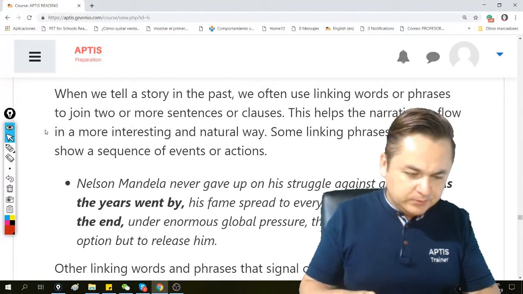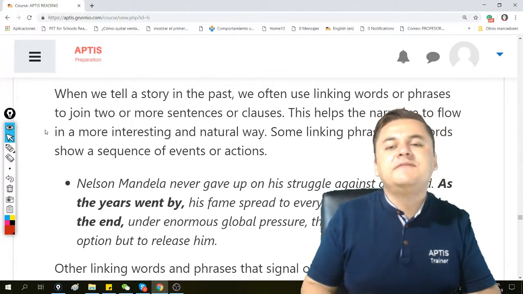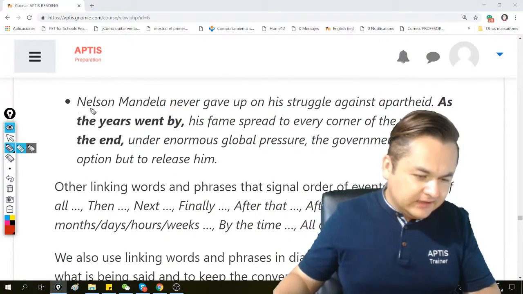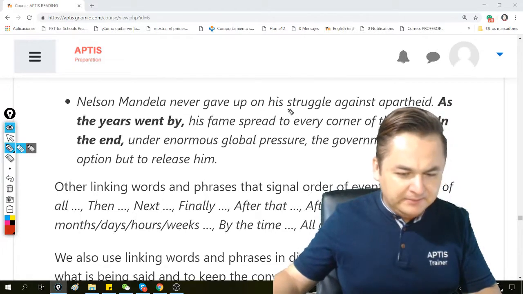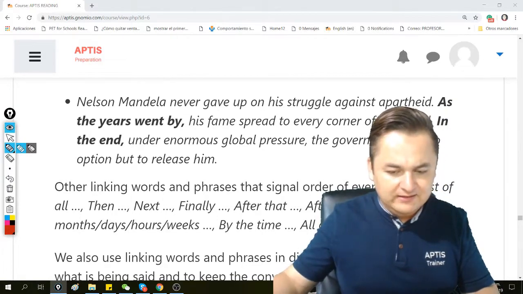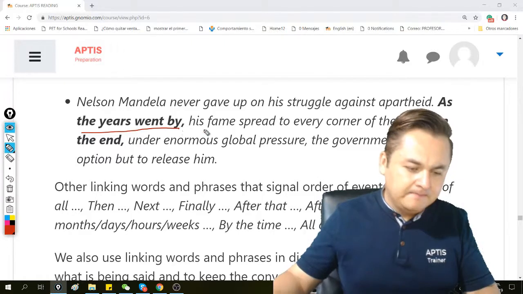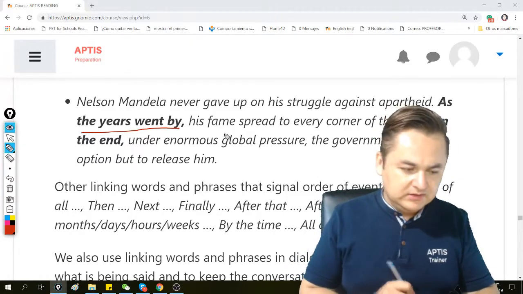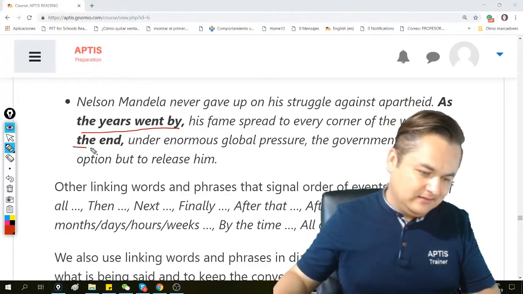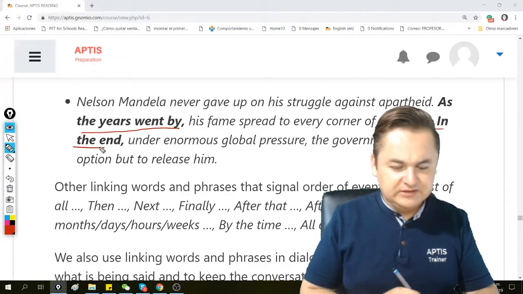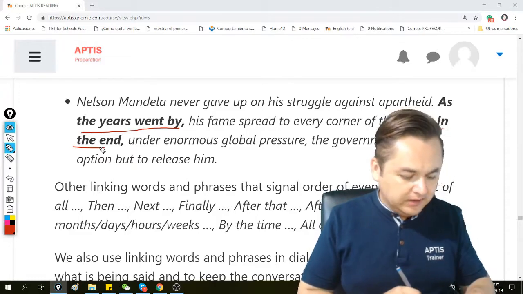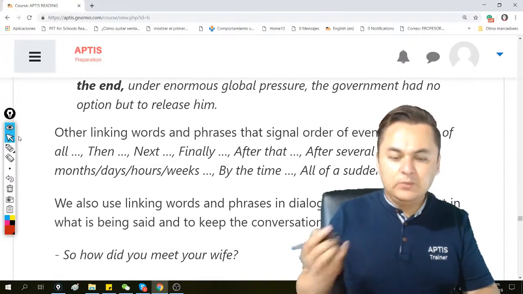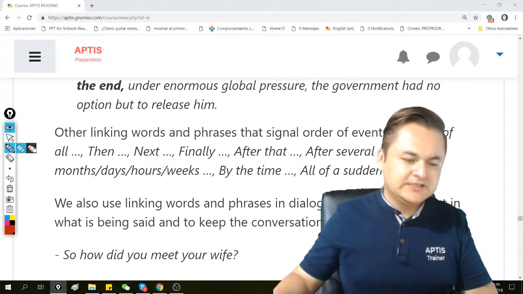Some linking phrases and words show a sequence of events or actions. For example, Nelson Mandela never gave up on his struggle against apartheid. As the years went by, his fame spread to every corner of the world. In the end, under enormous global pressure, the government had no option but to release him. So, these linking words are important, and here are some examples.